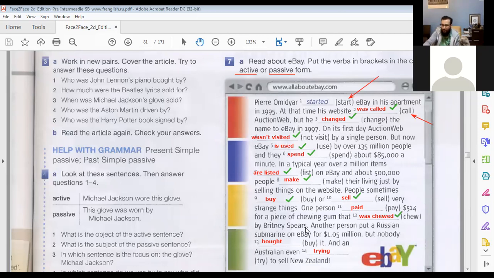Full stop. Another person put a Russian submarine on eBay for 1 million, but nobody bought it. Is this correct? Nobody bought it?